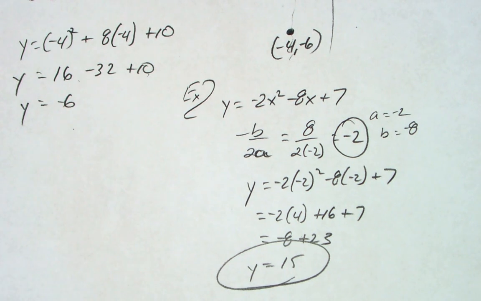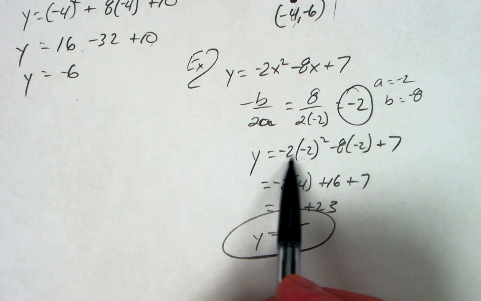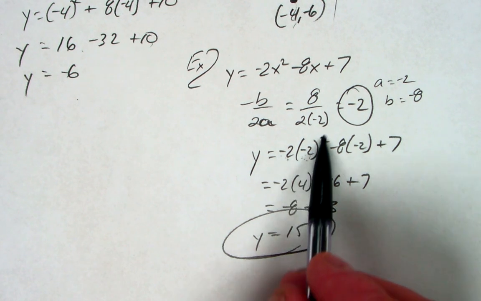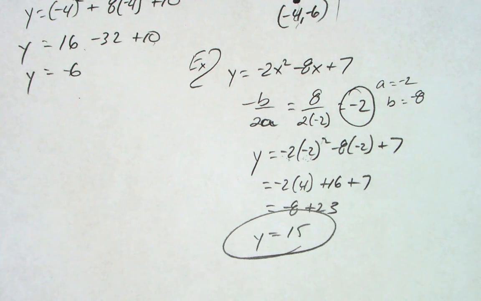The common mistakes here are just trying to do too much in your head. And like, say, this one here, negative 2. These negatives don't cancel because you got to square it. So always square it first and then take it times negative 2. Okay? And we get 15. Okay?